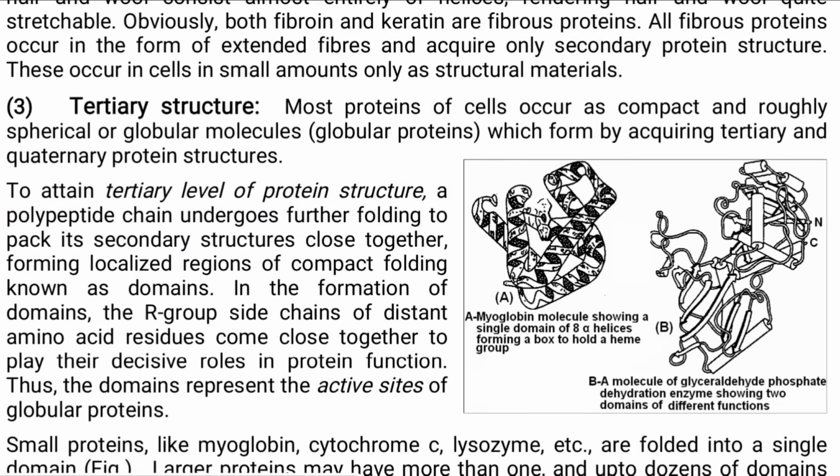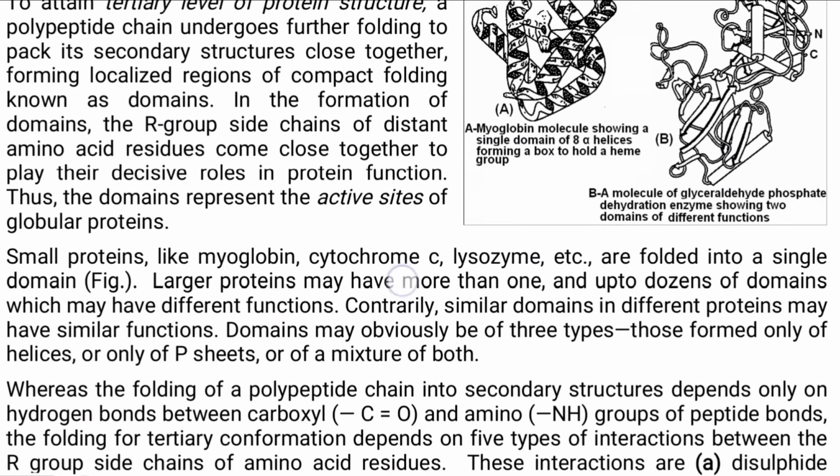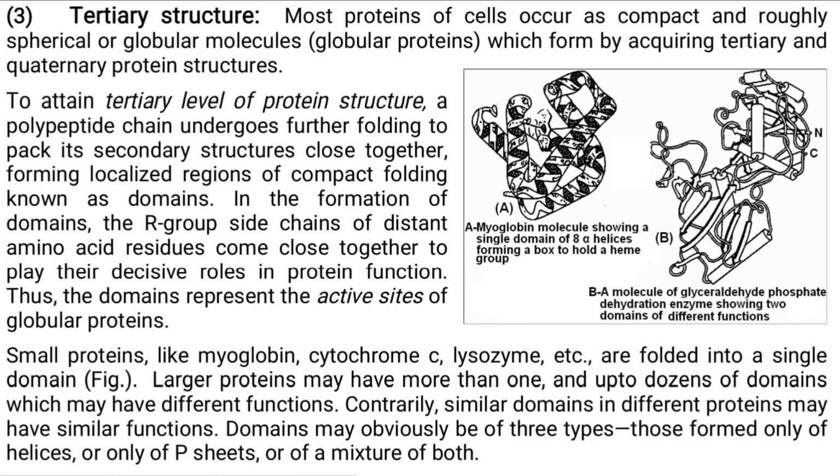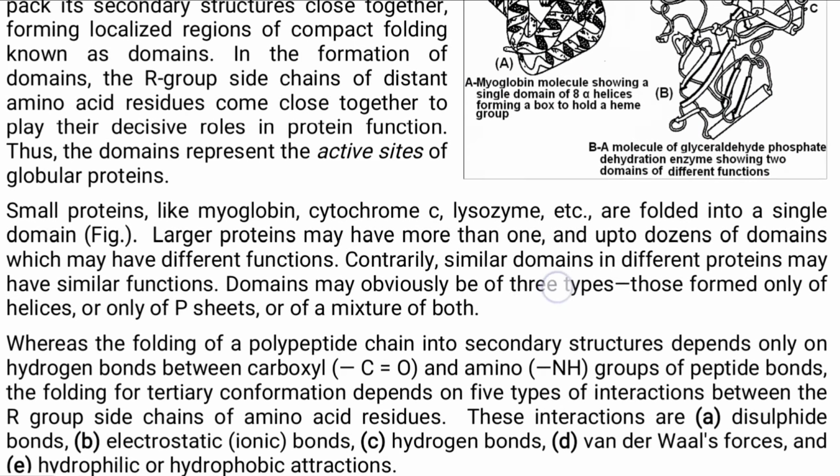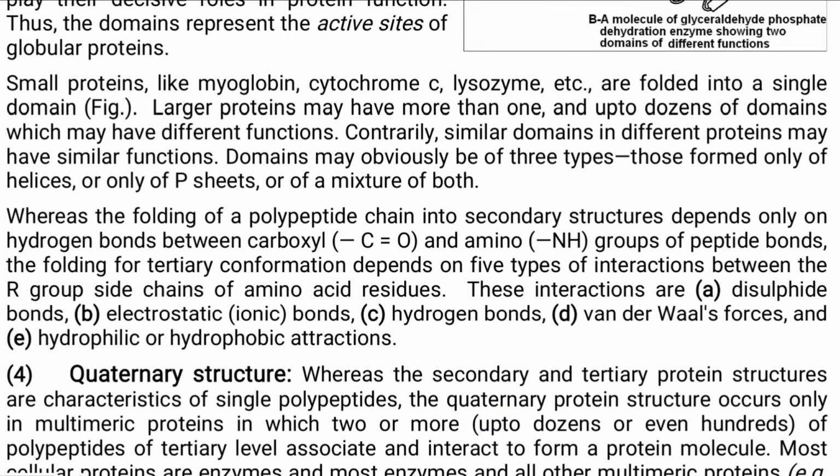So here, in the formation of this domain, the R group side chains of distant amino acid residues come close together to play their roles in protein function. Ultimately you will be forming any possible bond. Here you can observe this kind of structure. You can literally observe that they have gone for supercoiling. So you can conclude that in the tertiary structure of the protein, any possible bond can be formed.